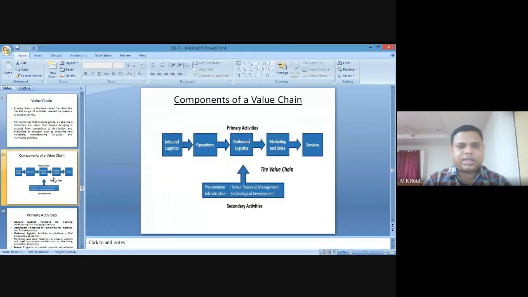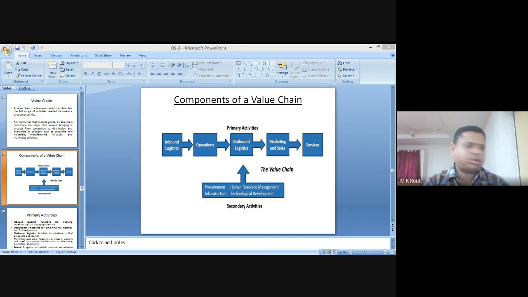The same thing is discussed here. These are the different components. Basically, the value chain has two kinds of activities: one is primary activities, another is secondary activities, or in the case of supply chain, as we have discussed, supportive activities. The primary activities are inbound logistics, operation, outbound logistics, marketing and sales, and service.